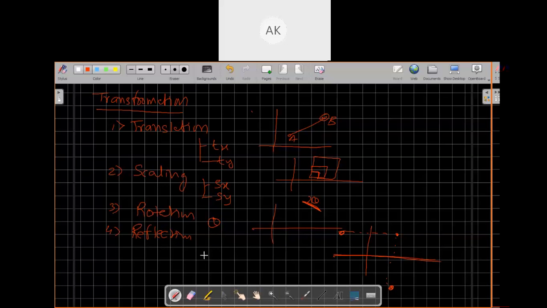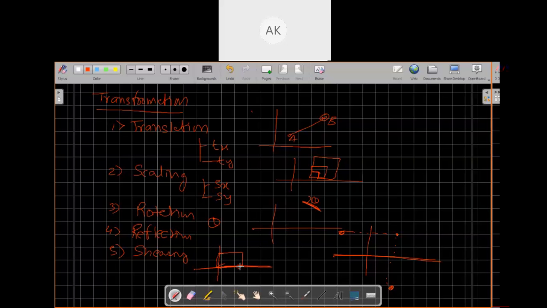The fourth transformation is reflection. Reflection means just producing a mirror image. Suppose this is a point, and we want to create a mirror of this point with respect to the x-axis. It will reflect at this point. If we want to create the mirror image of this point with respect to the y-axis, it will reflect at this location. So reflection is just creating a mirror image of that object.